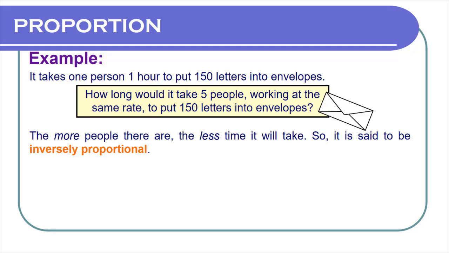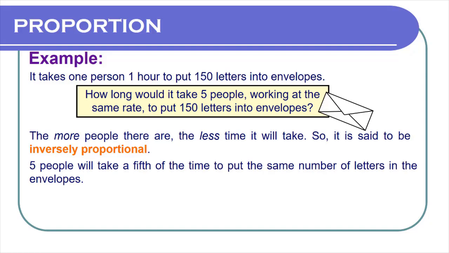It takes one person 1 hour to put 150 letters into envelopes. How long would it take 5 people working at the same rate to put 150 letters into envelopes? Look at the story first, don't look at the numbers. If we compare the number of people and the time, the more people there are, the less time it will take. So it is said to be inversely proportional.